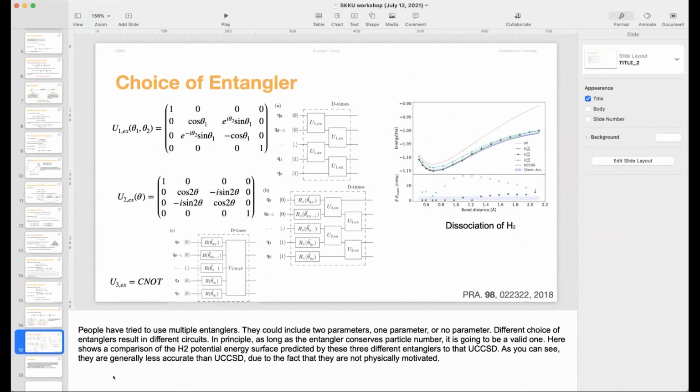So people have tried multiple kinds of entanglers. They could include this 2-parameter, this 1-parameter, and no-parameter entanglers. Different choices of entanglers result in different circuits. In principle, as long as the entangler conserves particle number, it is going to be a valid entangler. Here is a comparison of the hydrogen potential energy surface predicted by these 3 different entanglers to that of the unitary coupled cluster singles and doubles wave function ansatz. As you can see, they are generally less accurate than UCCSD due to the fact that they are not physically motivated.